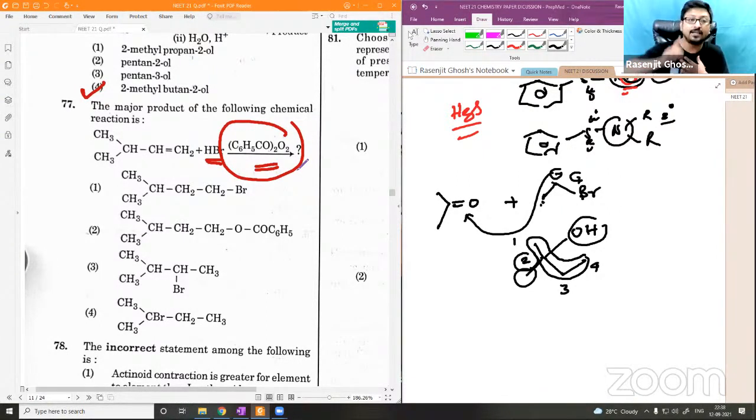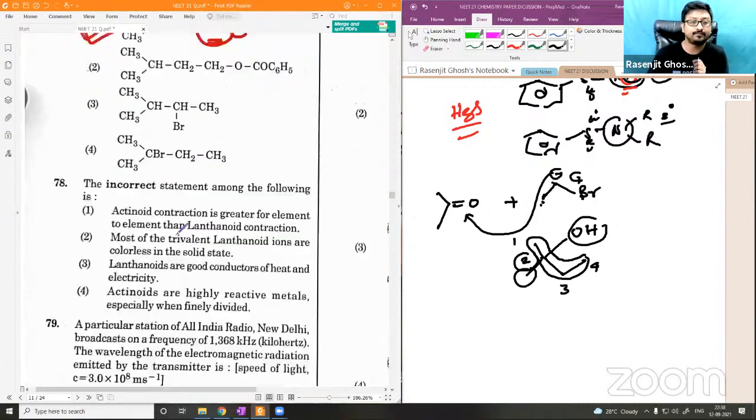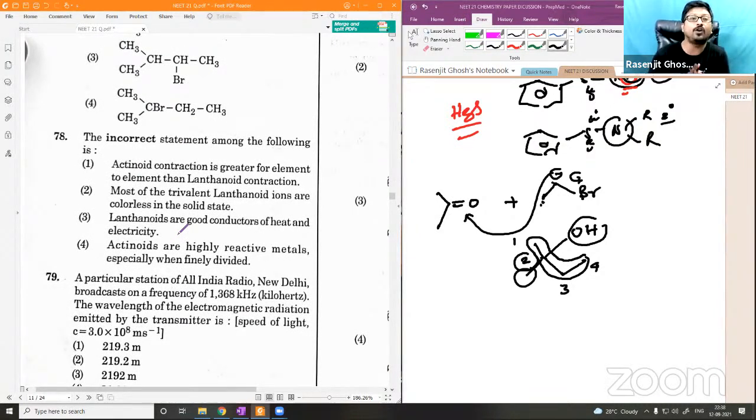Anti-Markovnikov addition. That is, the primary carbon will be attached by the halogen atom, and the secondary carbon atom, or the most stable carbon center, will be attached by the hydrogen. So the correct answer will be option number 1. You can see the less substituted one, the primary carbon here, is attached by the halogen atom, which is part of the anti-Markovnikov addition to the double bond. Right? Next one.